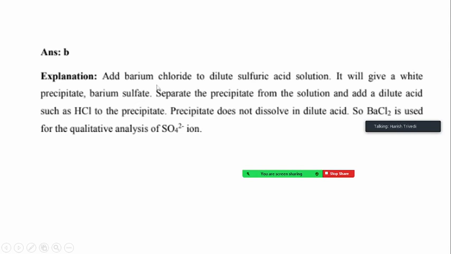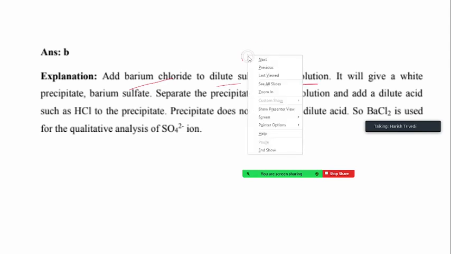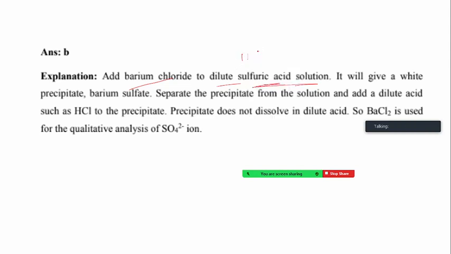This same thing is written here. Add barium chloride to dilute sulfuric acid solution. Why sulfuric acid solution? Because it contains hydrogen ion plus sulfate ion. So in dilute sulfuric acid we are adding barium chloride. It will give a white precipitate. White precipitate means barium sulfate.